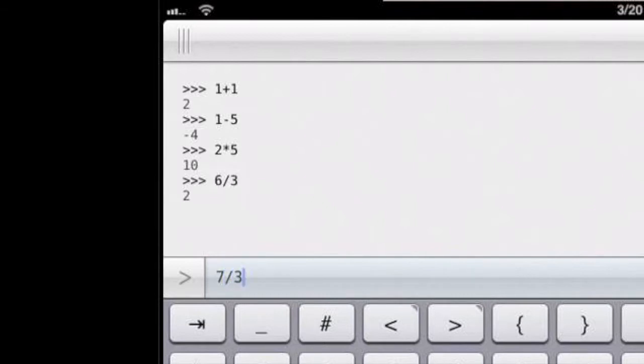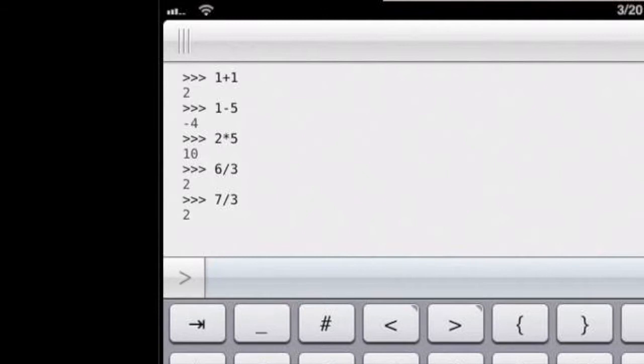But now if I do 7 divided by 3, it doesn't go into it perfectly, so there's a remainder left over. But it's not going to give us the remainder. It's just going to tell us how many times 3 goes into 7. And so we also get 2. Now if you wanted to figure out what the remainder would be, you could do 7 modulus, or the percent sign, and that will give you the remainder of the equation.